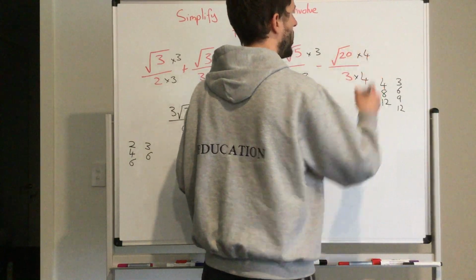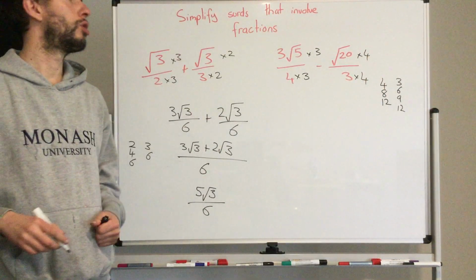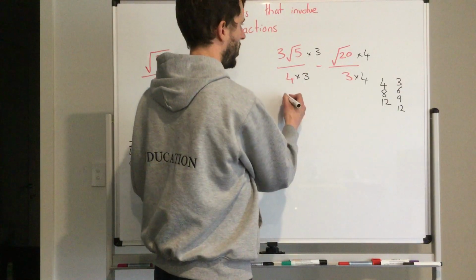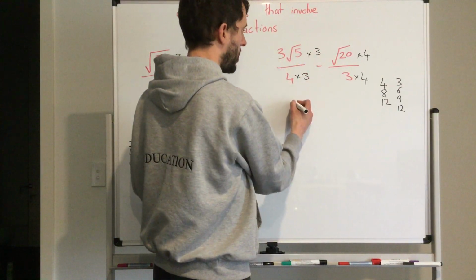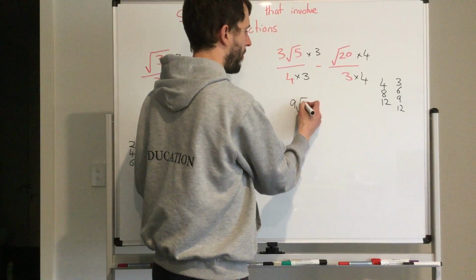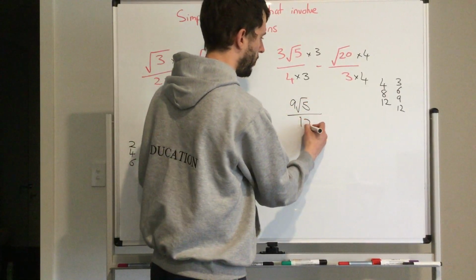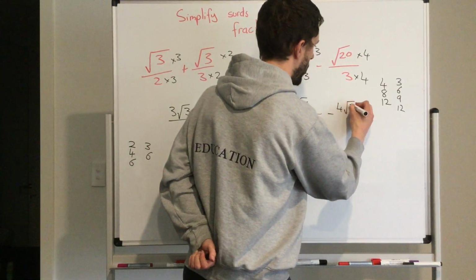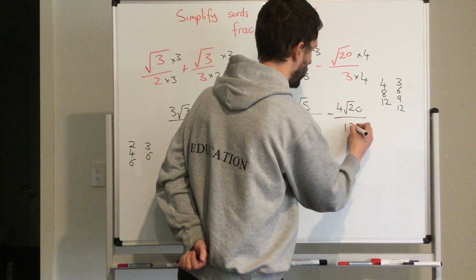3 times 4 equals 12, so I times the top by 4 as well. And that gives me 3 times 3 equals 9, so 9 square root 5 over 12. And I'm taking away 4 square root 20 over 12.